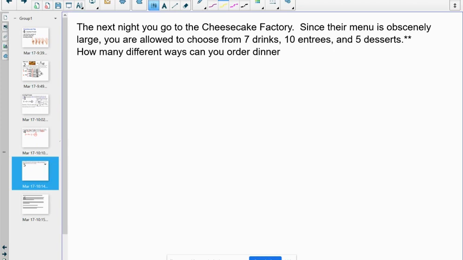You're allowed to choose from our 7. So for our first decision, there's 7 choices. Our second decision, our entree, there's 10. And our third decision is 5. So we have 7 in our drinks, 10 in our entrees, and then 5 in our desserts. So all we have to do, the counting principle says you can just multiply those on through.